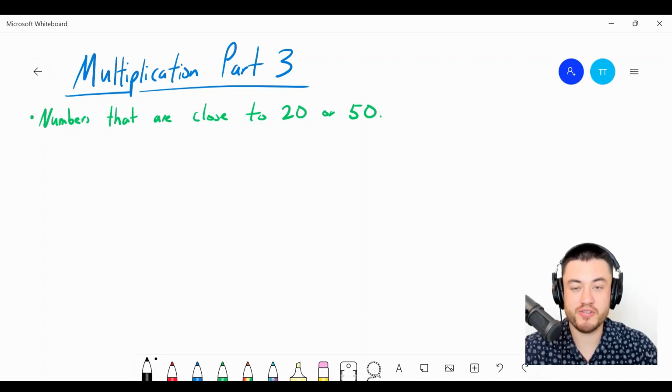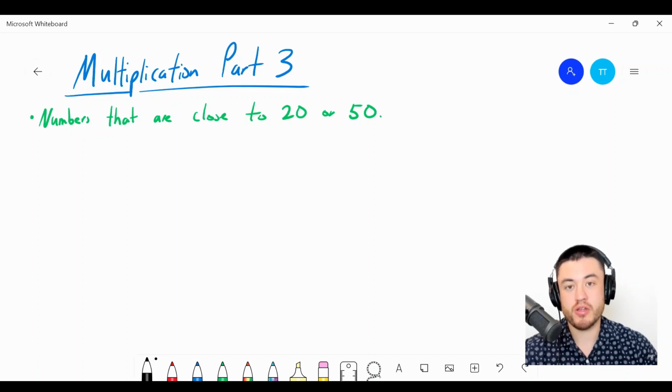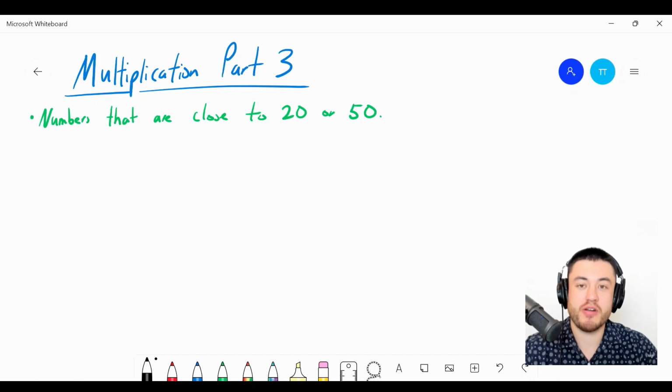This is part 3 of a short series on multiplication. Up until now, we've talked about using 10 and 100 as our reference numbers to help make our calculations easier. So today we're going to look at numbers that are a little bit further away from 10 or 100, using 20 and 50 as our new reference numbers.